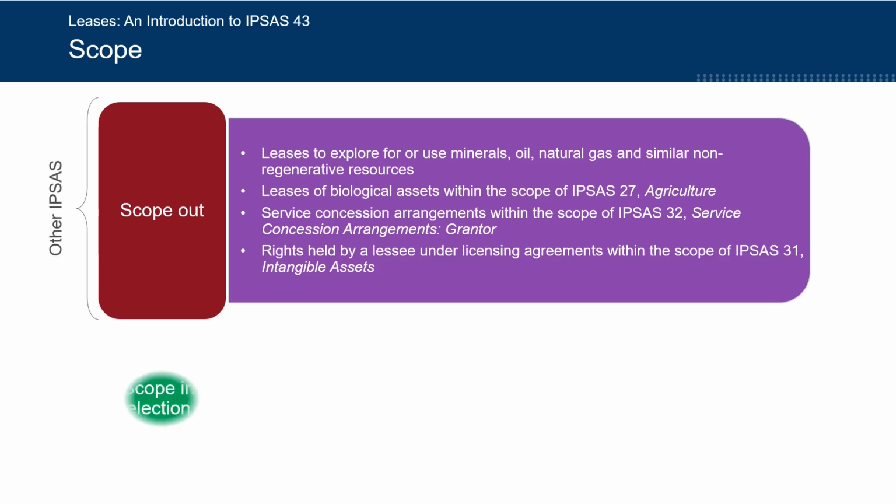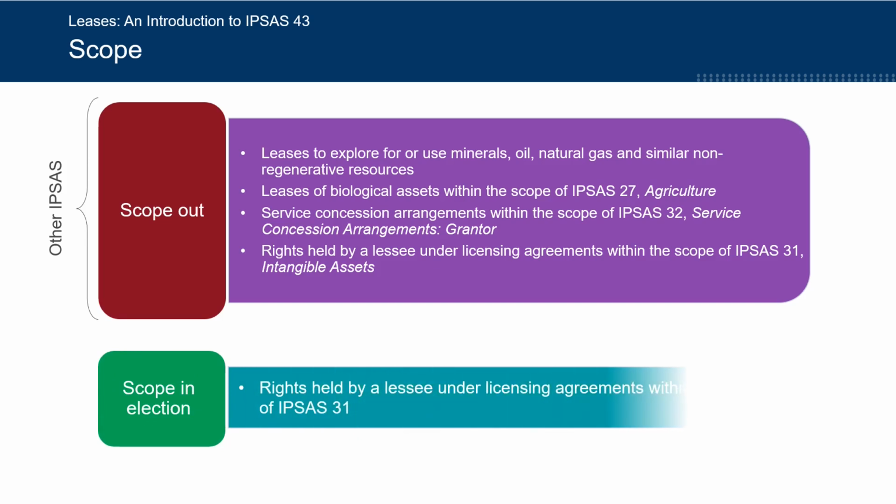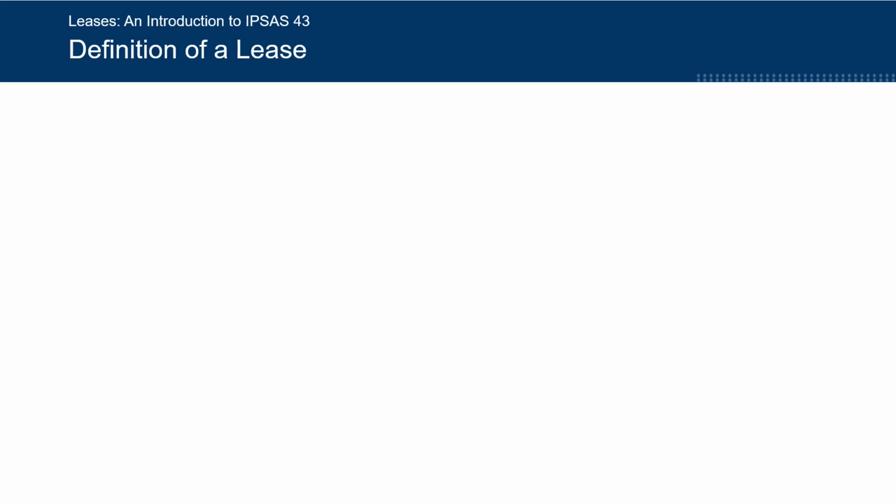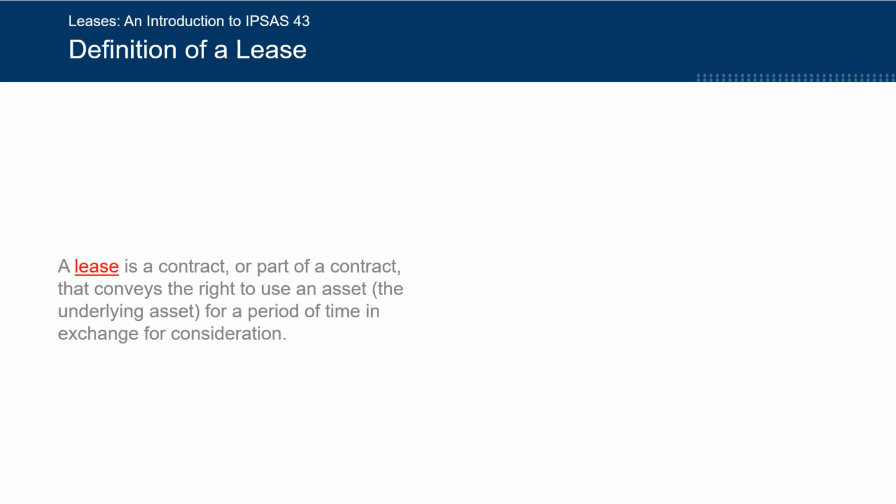However, rights held by a lessee under licensing agreements identified earlier can be within the scope of IPSAS 43 if a lessee elects to apply it. Thank you, João. Can you take us through the definition of a lease and related definitions for contract and lease term? Thanks, Eileen. A lease is defined as follows. A lease is a contract or part of a contract that conveys the right to use an asset, the underlying asset, for a period of time in exchange for consideration. The definition relies on the other two definitions that Eileen referred to.